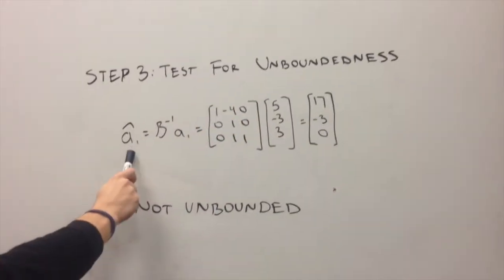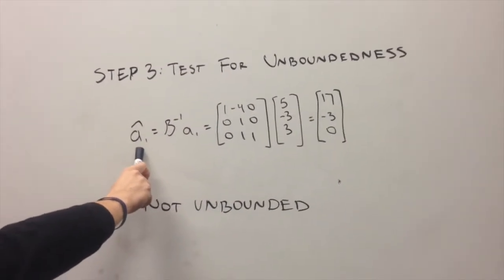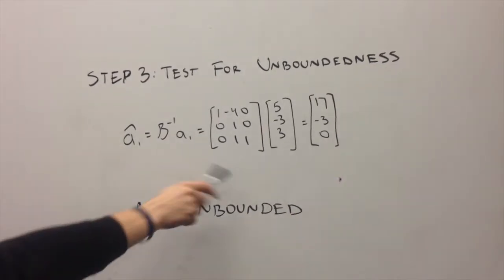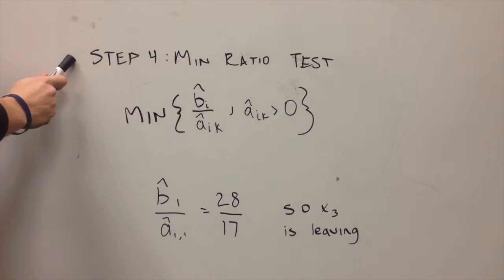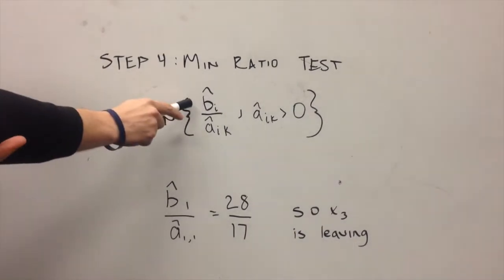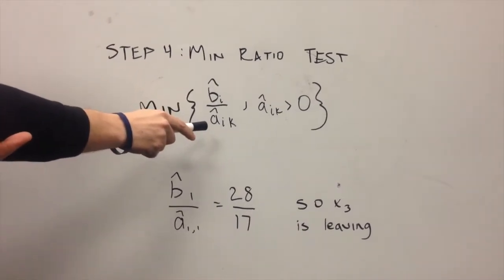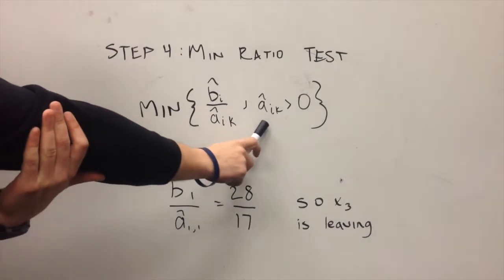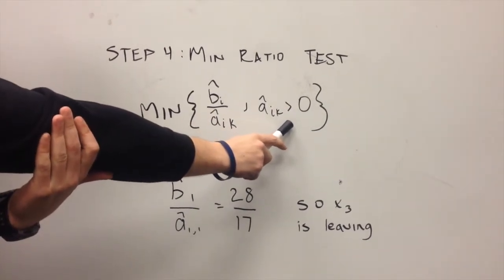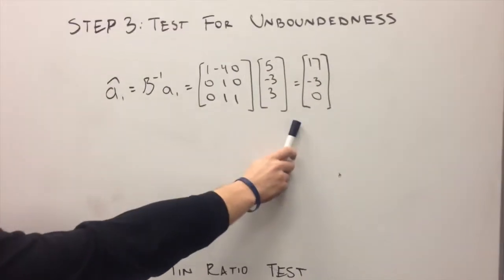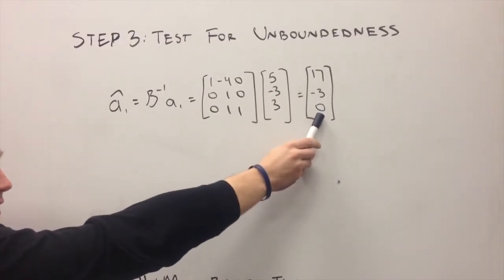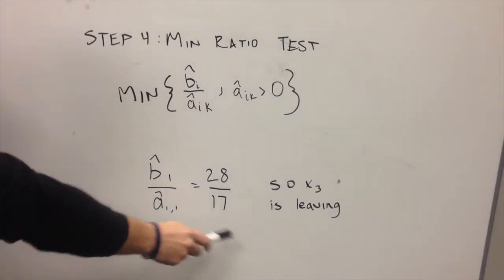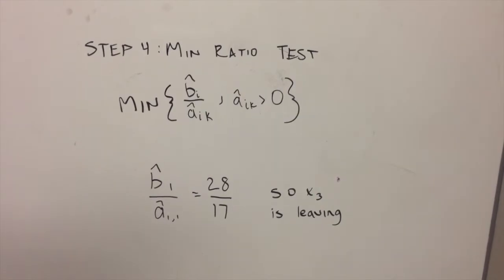We're seeing that not every element in a hat is less than 0, and we see after we work it out that it is not unbounded. And we're looking for the minimum value of bi hat over aik hat, but given that aik is greater than 0. And as we know from step 3, a2 and a3 are both less than 0, so a1 is the only one we can use, and when we work that out, we find out that x3 is leaving.